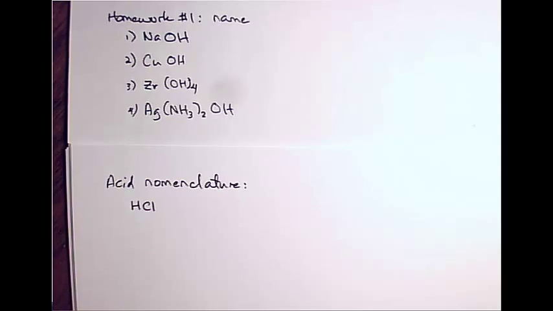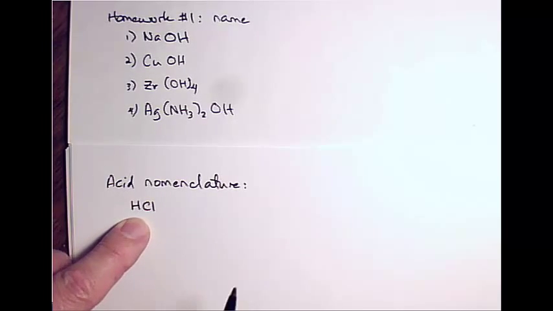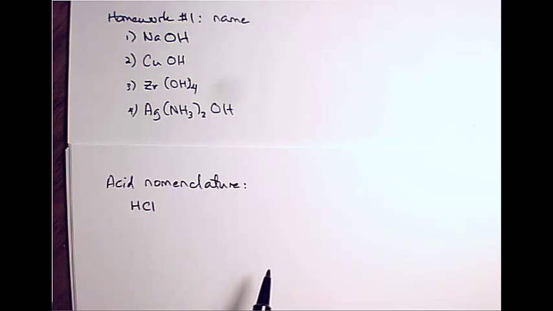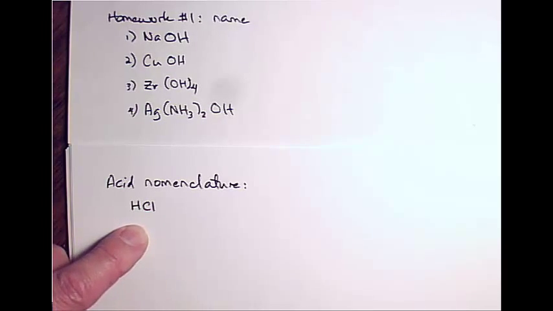Now, some acids are actually covalent in their pure form, but they become ionic or behave like ionic when you put them in water. Some acids are ionic all the time. They behave like ionic compounds whether they're in water or not. This acid is one of those that behaves like a covalent compound when it's not in water, and it behaves like an ionic compound when it is in water. So we have to treat that as kind of a separate category, different from covalent and ionic.